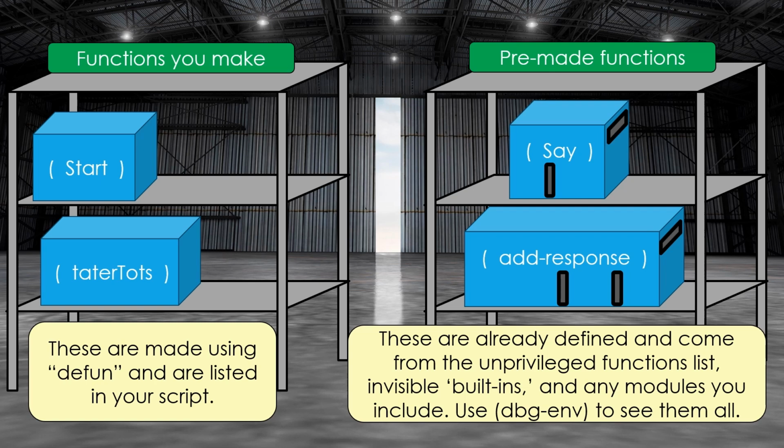And these pre-made functions, they're already defined somewhere else, you just don't get to see the definition. And you can find the list of unprivileged functions in the script rules page. There's also invisible built-ins, like being able to add numbers together. And then if you include a module in your script, that's like you shipped in a shelf of functions, basically. You can always use the debug environment function call to see all the functions available in your warehouse at that time.